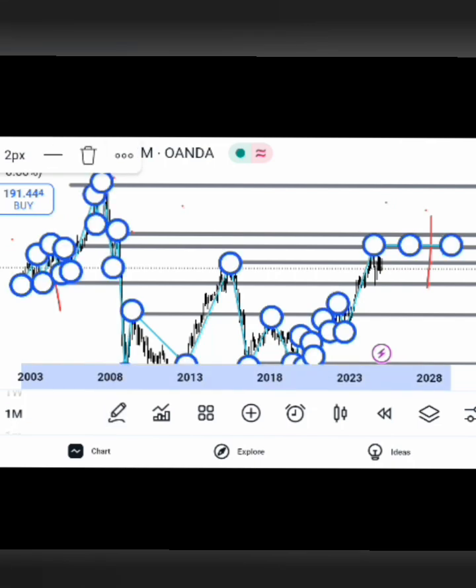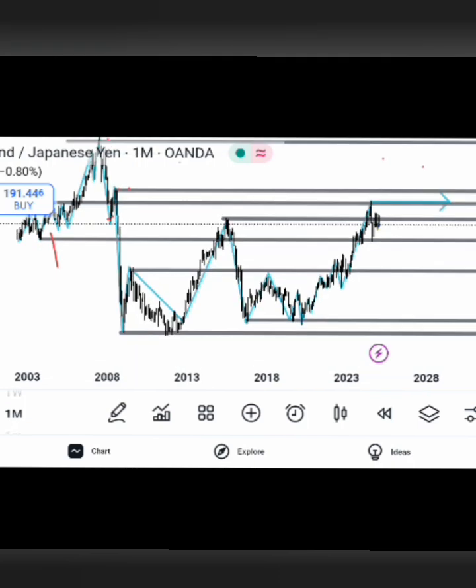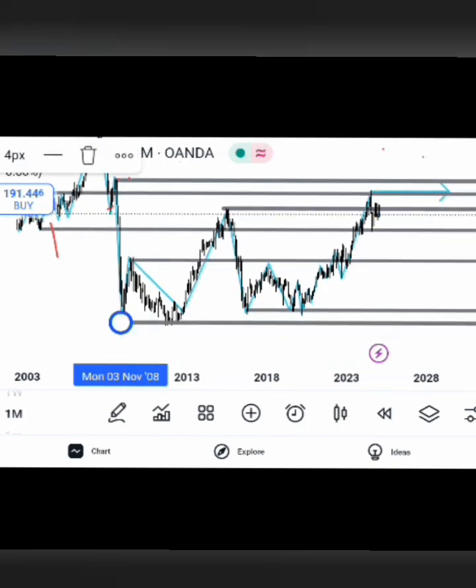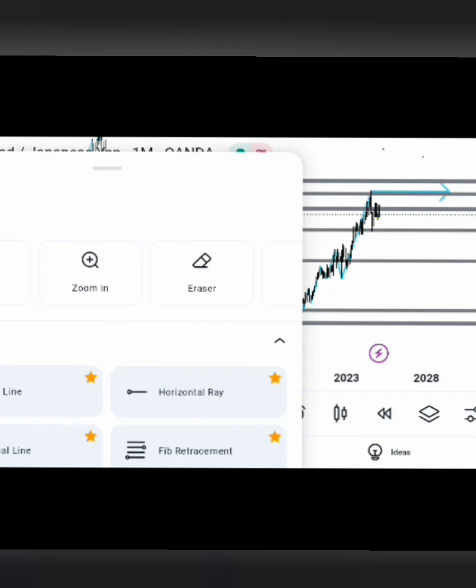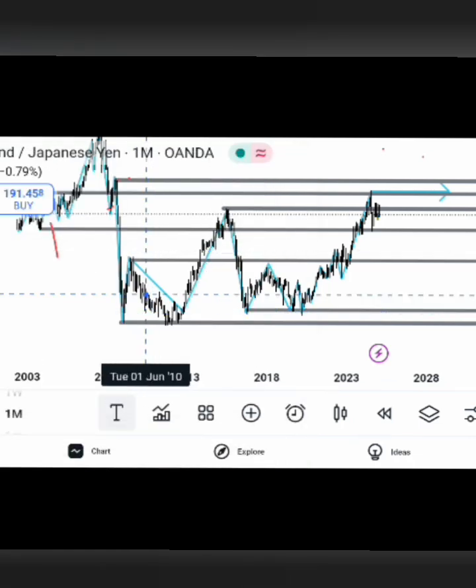Let's delete it. From that point, price pulled down to this point. Can you see the point? Since I'm not using a laptop, I don't have a cursor, so please be patient with me. But let me use this and see if it works. Good.